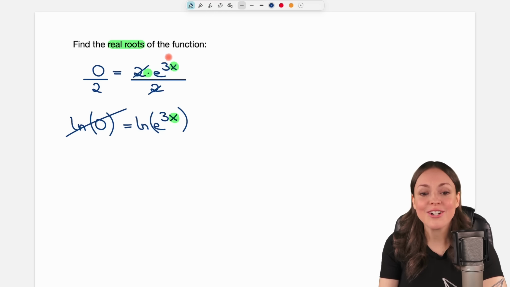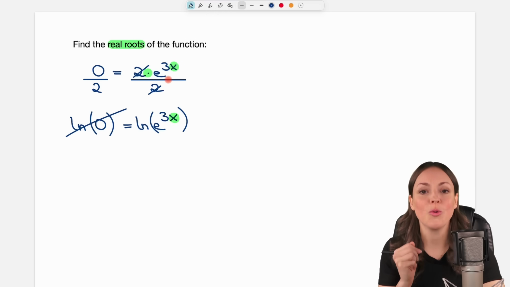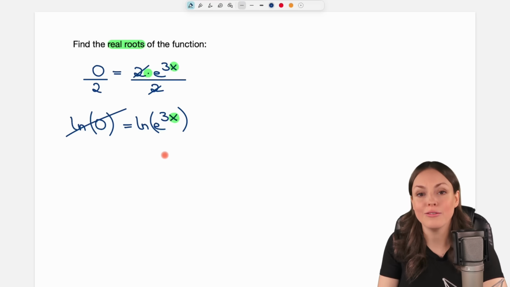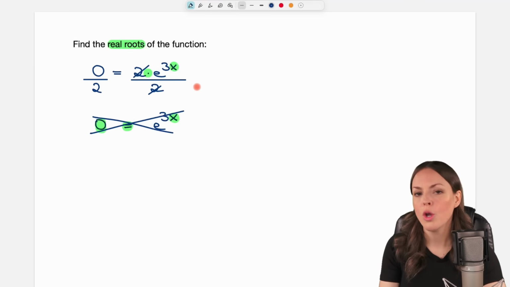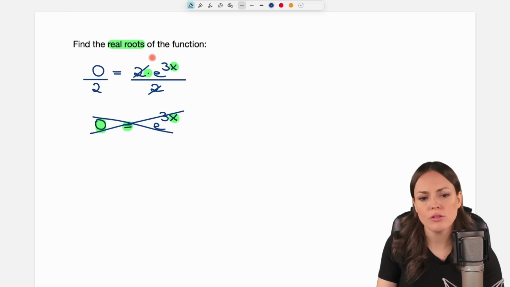So this function here has no roots. We cannot solve for x because we get this error here. So every time you get to a point where it says e to the power of something is equal to 0, you know that you're done. So there is no solution to this equation here. You cannot find any roots here, which is not a bad thing. This function just doesn't have any roots.